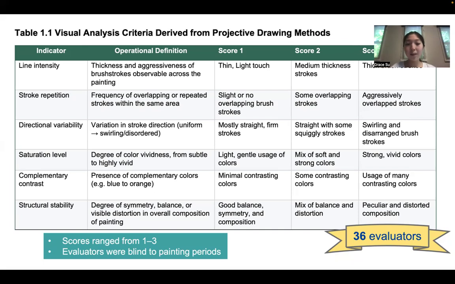36 evaluators independently scored each painting without knowing its historical context. The works were scored separately and then averaged across evaluators to produce a final score for each artwork, which were then calculated for each period to enable comparative analysis.